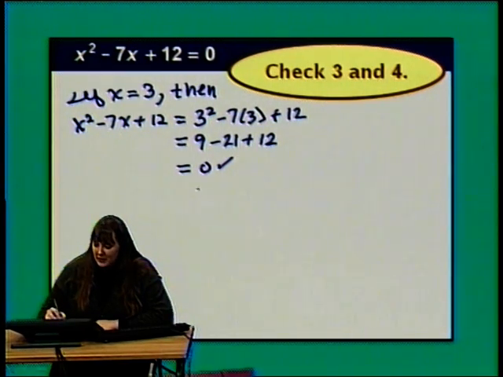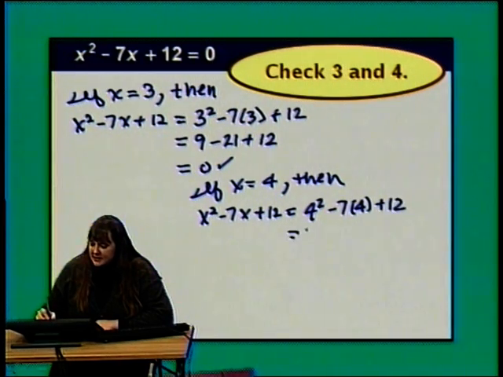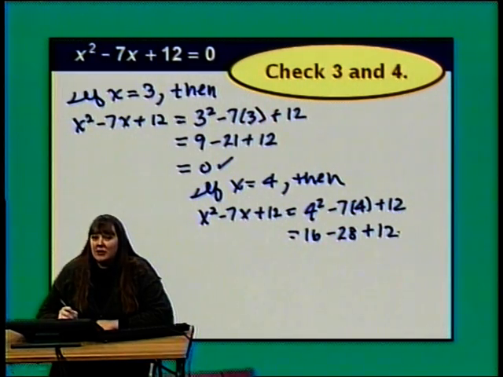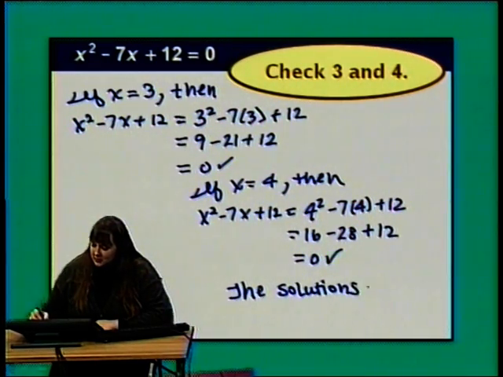What about 4? Well, if x equals 4, then x squared minus 7x plus 12 equals 4 squared minus 7 times 4 plus 12. That's 16 minus 28 plus 12. 16 plus 12 is 28. 28 minus 28 is 0. That's what we wanted. So both solutions check. Now I need to remember to write my conclusion. The solutions are 3 and 4.